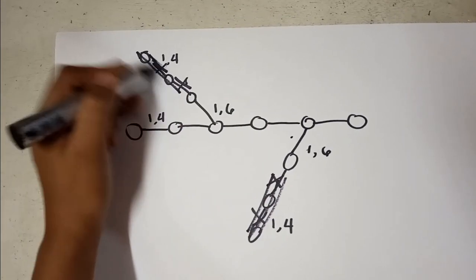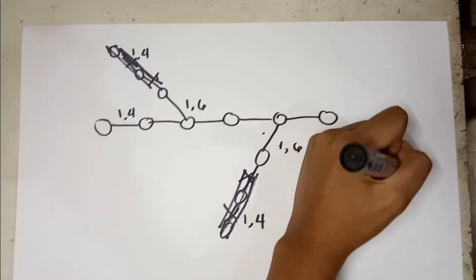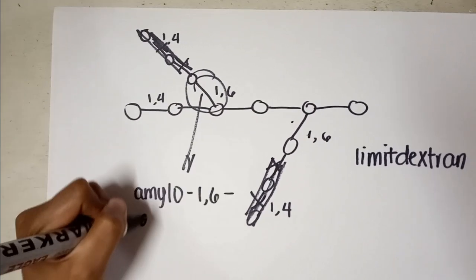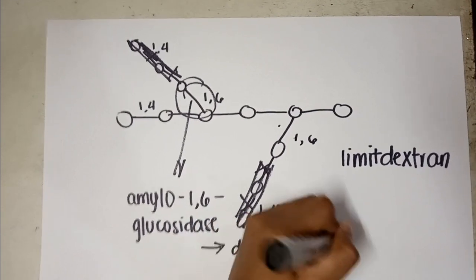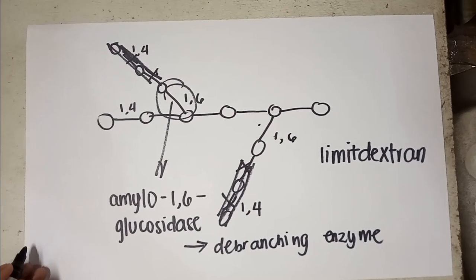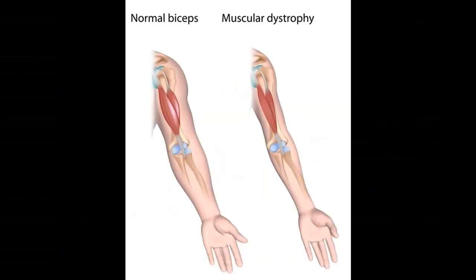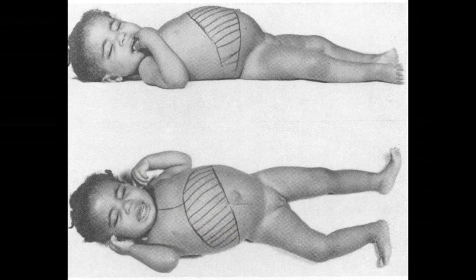So, what is left is the limit dextrin, which is the alpha 1,4 main chain connected to one alpha 1,6 bond. That's why you need the amylo-1,6-glucosidase enzyme to break the alpha 1,6 bond from the main branch of alpha 1,4. However, in Cori disease the enzyme is missing, so what remains is the limit dextrin, which you can no longer break into smaller units.